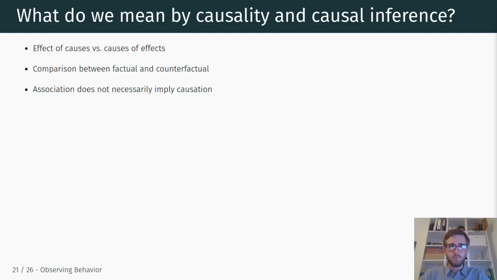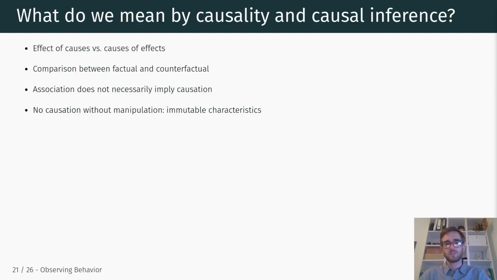And as I mentioned before, in this context, some relationship or association does not necessarily imply causation, right? We're not just looking at the correlation between specific outcomes, but that type of association itself is not sufficient.